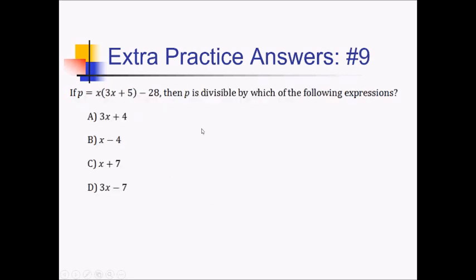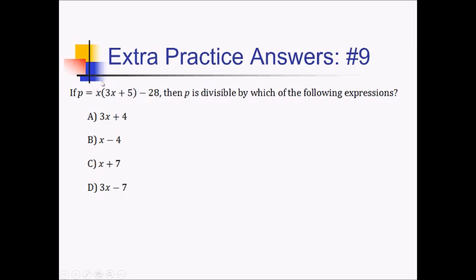For this problem, we're given that p equals x times (3x plus 5) minus 28. We want to know which of these factors p is divisible by. Well, in order to figure out what p is divisible by, it would help to know what the factorization of p actually is. Because this is not really factored. I mean, it's kind of sort of partially factored, but the whole thing isn't factored. So let's go ahead and put this in standard form and factor it.